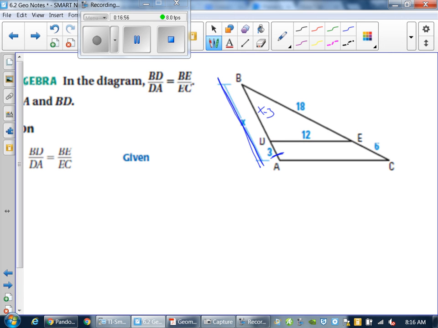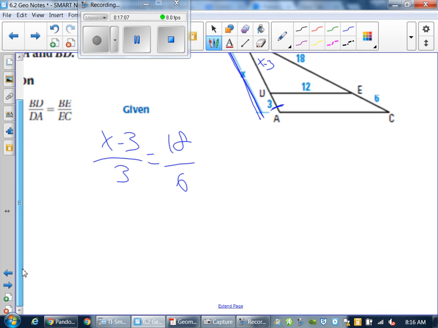Again, it's just a matter of solving it through. So BD is the X minus 3. DA is the 3. BE is the 18 is to 6. Oh, you cannot cancel. No. You cannot simplify over addition. That is one of the worst things you can do in math. You have to cross multiply and solve, just like you do all the time. Or, what's 18 over 6? 3.